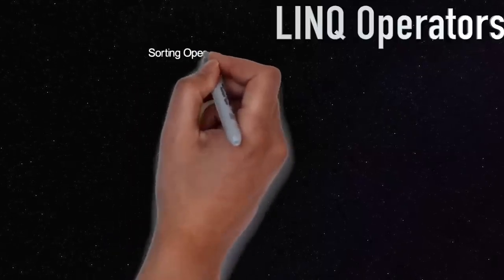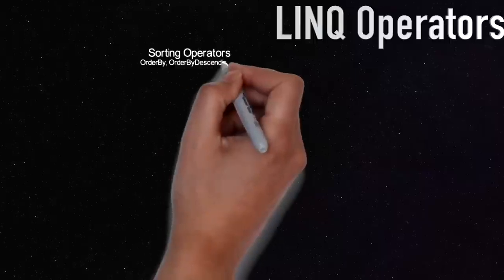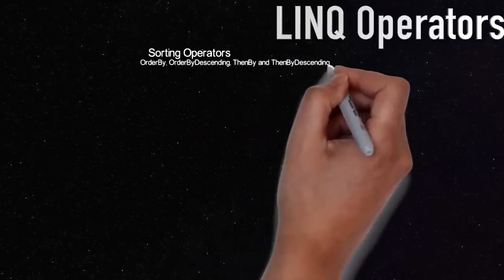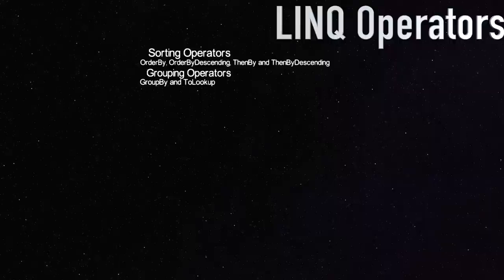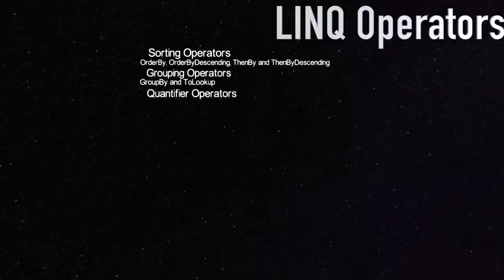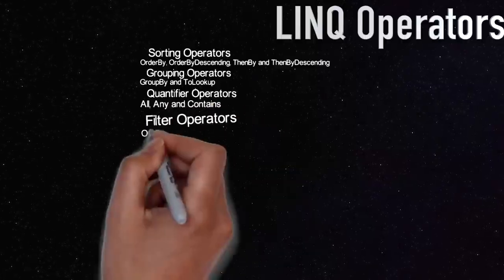So in the previous videos in this series, we have created code examples using the following LINQ operators. The sorting operators, order by descending, and then by descending. The grouping operators, group by and ToLookup. The quantifier operators, all, any, and contains. The filter operators, of type and where.